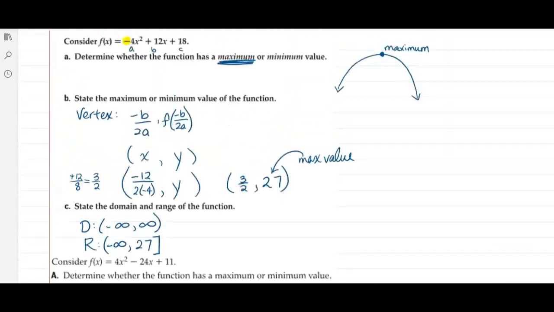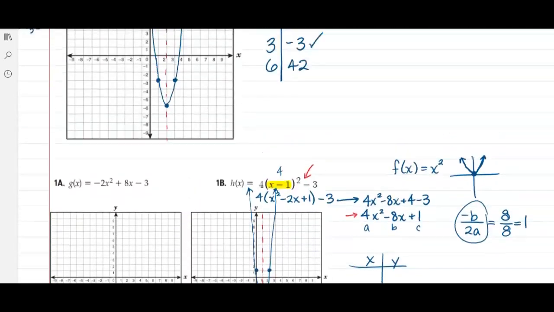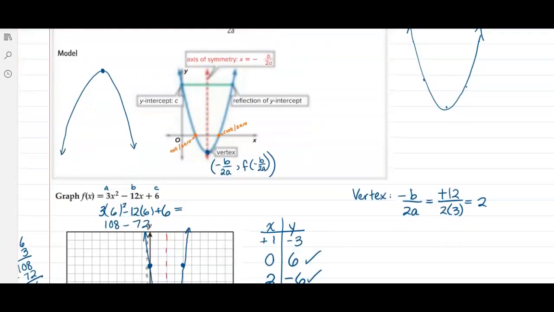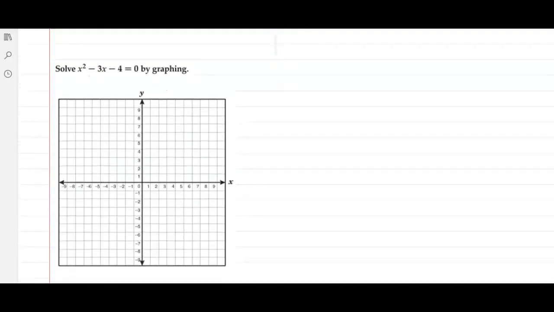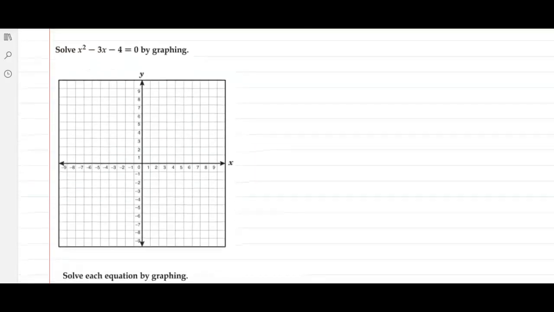In fact, if you scroll up in your notes, it's in one of the key concepts here already. Notice where it crosses the x-axis. Those are going to be the roots, the zeros, or the solutions to this quadratic. So let's practice. Let's begin by graphing.